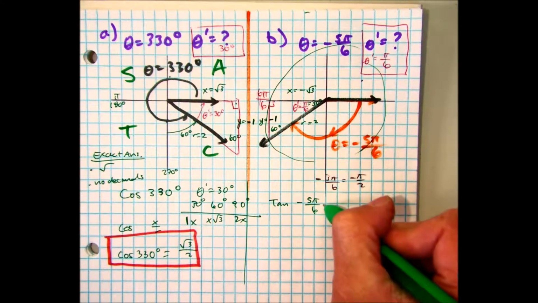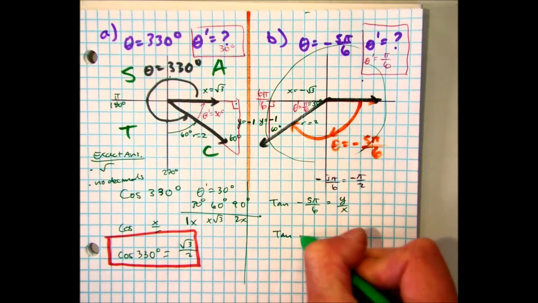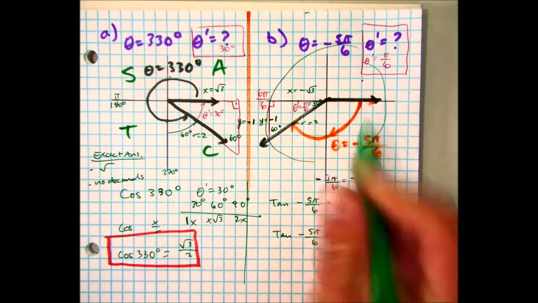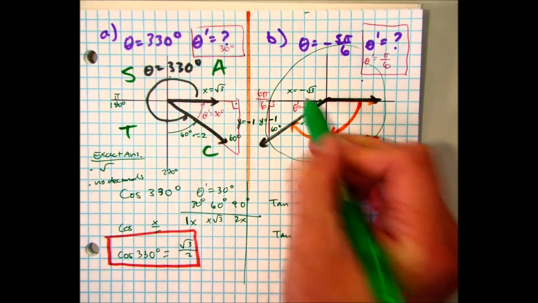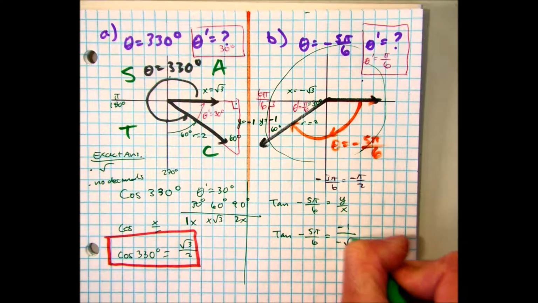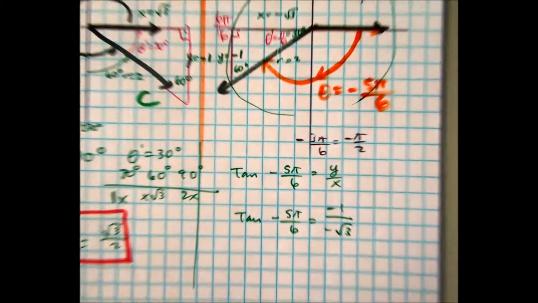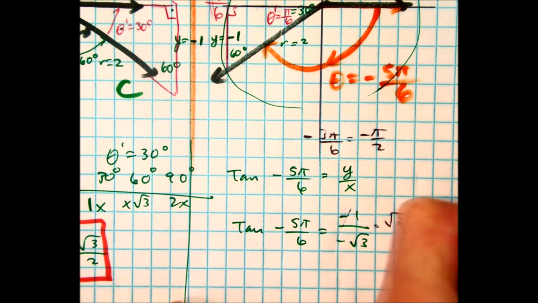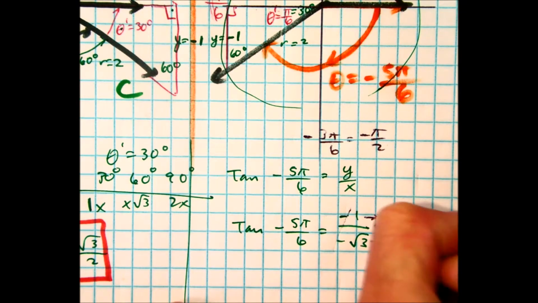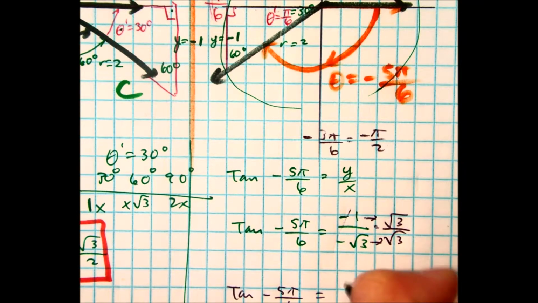So for tangent, I know tangent is the letters y over x. So tangent of negative 5 pi over 6. My y value is negative 1. My x value is a negative radical 3. That does not make the math gods happy. We're going to have to rationalize there. So my negatives cancel. I'm going to multiply by radical 3 over radical 3. Tangent of negative 5 pi over 6. The exact answer is going to be a positive radical 3 over 3.